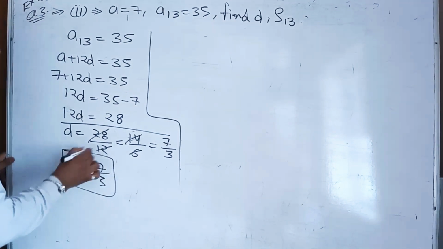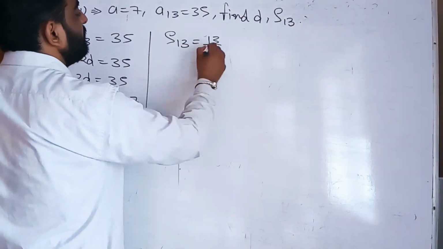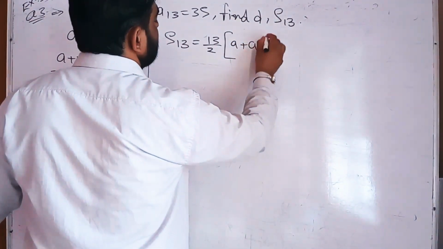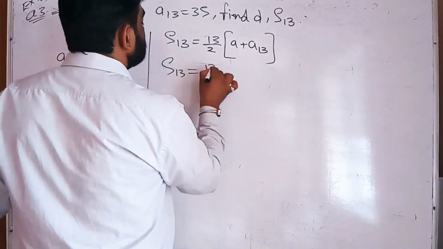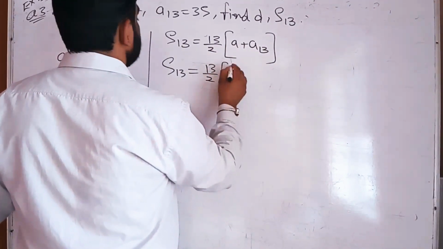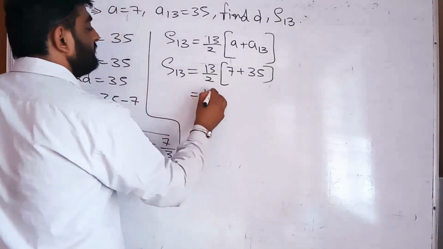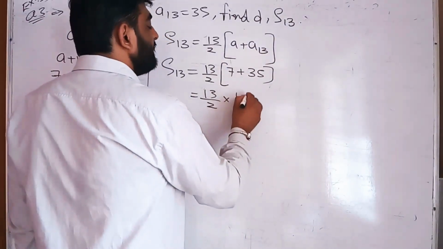Now we have to find the value of S13. S13 equals 13 upon 2 into (A plus A13). What is the value of A? It is 7, plus A13, that is 35. So 13 upon 2 into, if we add, we get 42.